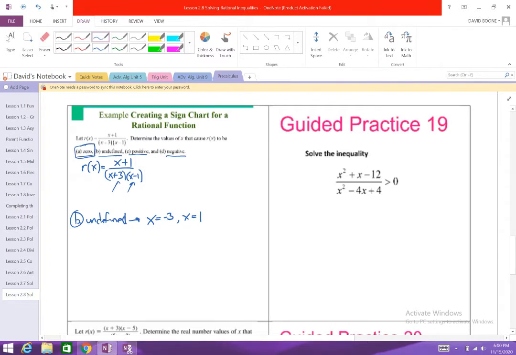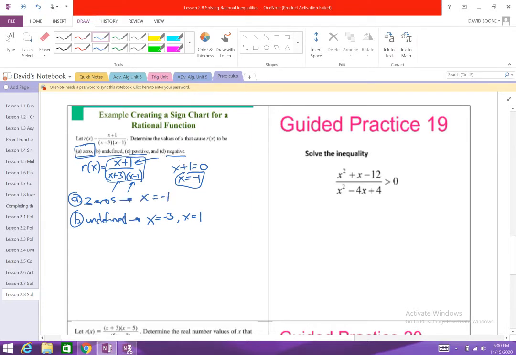Now, where it's 0, let's go back to part A here. Where it's 0, well, that's where this answer would be 0. In other words, to make this whole fraction 0, I'd have to have that top be 0, because 0 over anything would be 0. So I'm looking to see where x plus 1 equals 0. Subtract 1, x equals negative 1 is where it's 0. So we'll put that down here.